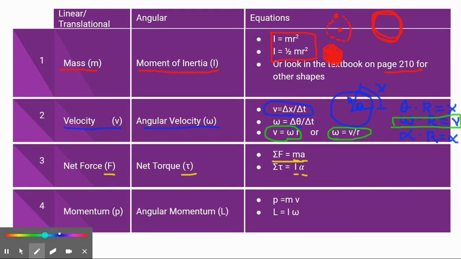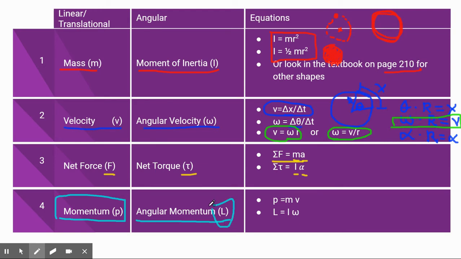And lastly, instead of momentum, which is what we did last time, we are going to learn about angular momentum. So regular momentum was little p. Angular momentum is capital L. So momentum was mass times velocity. Instead of mass, now we've got this moment of inertia, and instead of velocity, we're going to have angular velocity. So pretty straightforward. This is the equation that you're going to want to write down for today.